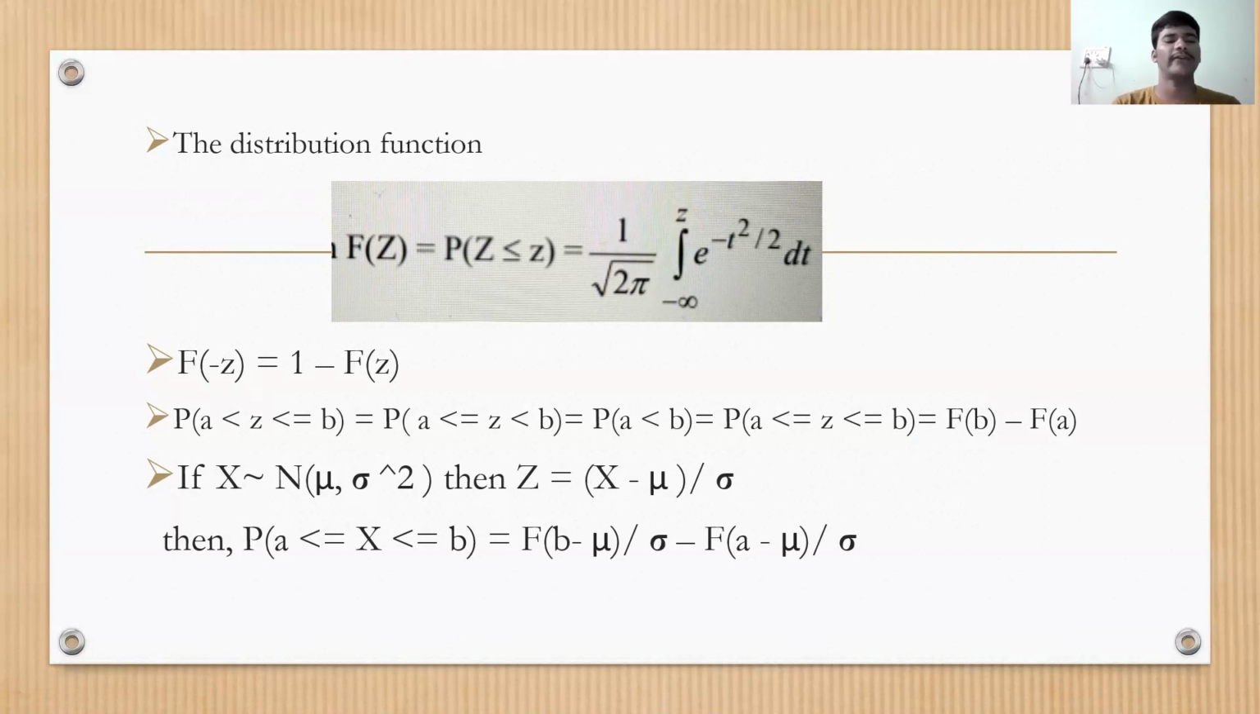See, if x ~ N(mu, sigma square), then z is equal to x minus mu by sigma. Then P of a less than or equal to x less than or equal to b is equal to F of (b minus mu by sigma) minus F of (a minus mu by sigma). This can be used for calculation in the problem.